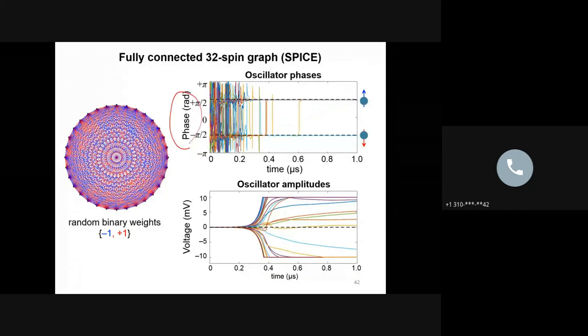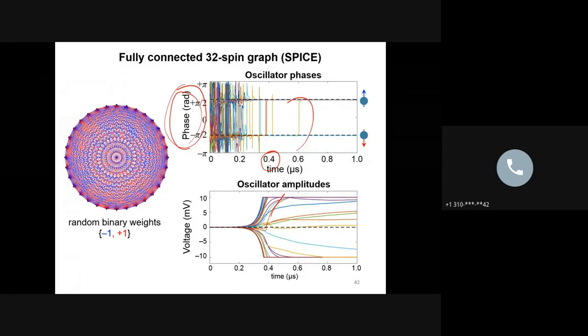Now, these oscillators are set up to be centered at 1 gigahertz with a bandwidth of 100 megahertz. So the 400 nanoseconds represents about 40 clock cycles. And after about 40 clock cycles, the phases are locked. Pretty much locked. There's a little something afterward, but you get the answer very quickly.